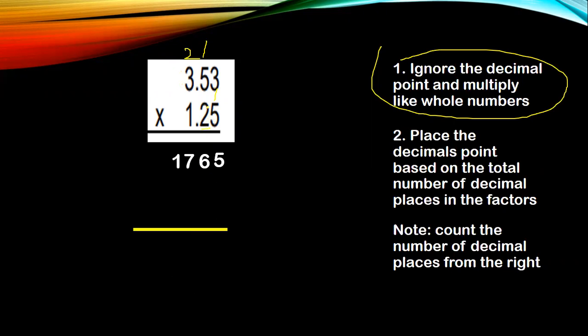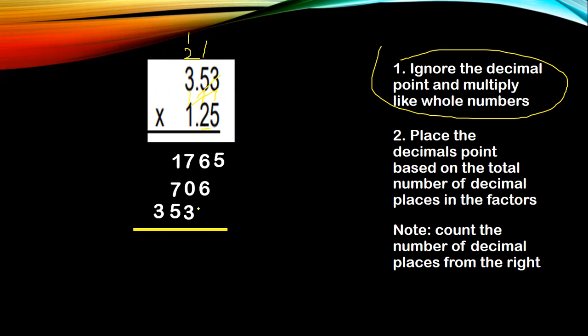And then next tayo, so 2 times 3, that is 6, and then 2 times 5, that is 10. So 0 carry 1, and then 2 times 3, that is 6 plus 1, that is 7. Okay, and then 1 times 3, that is 3. 1 times 5, that is 5, and then 1 times 3, another 3.